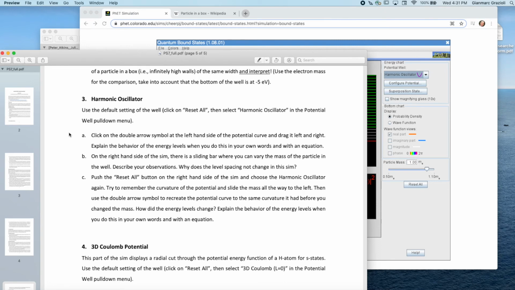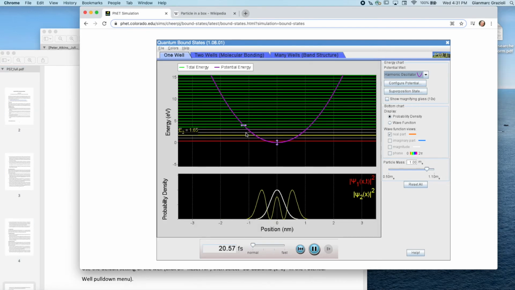But basically, we're saying, what if this harmonic oscillator behaves in a quantum mechanical way? Now things are different. Okay, step 3A: click on the double arrow symbol at the left-hand side of the potential curve and drag it left and right. Double arrow at the left-hand side. There it is. If I drag this back and forth, what's it going to do?